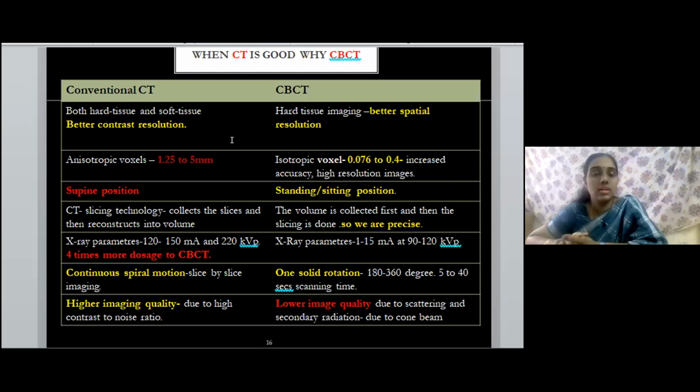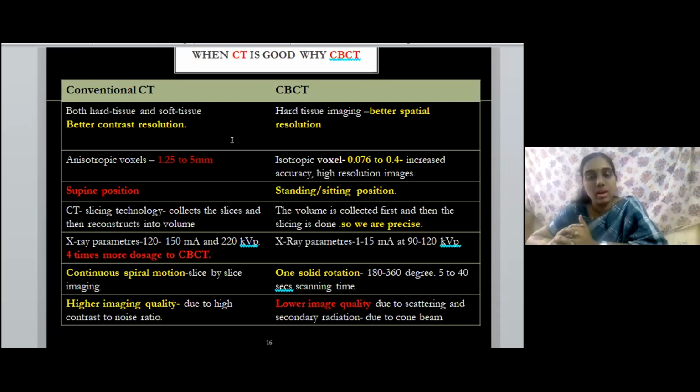And as I told you earlier, the CT slicing technology collects the axial slices, and then reconstructs them, putting them together into a volume. In the case of CBCT, we collect the entire data first, and then we make slices. So this is more precise when we compare, because we are collecting the entire data and then making the slices, and we can decide the thickness of the slices.